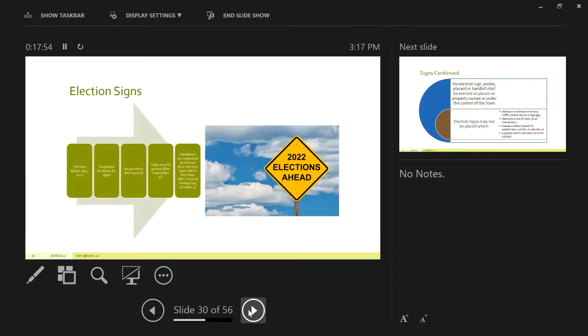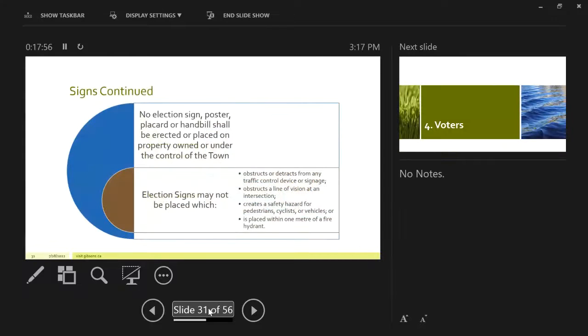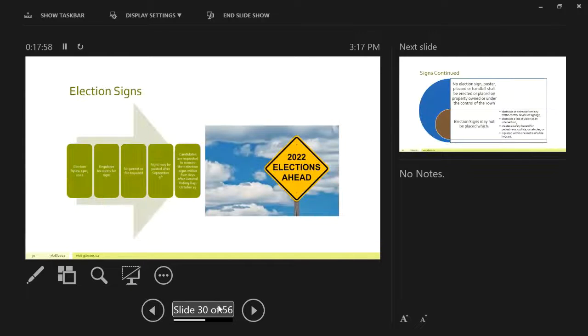That's quite good, because part of the regulation for candidates.